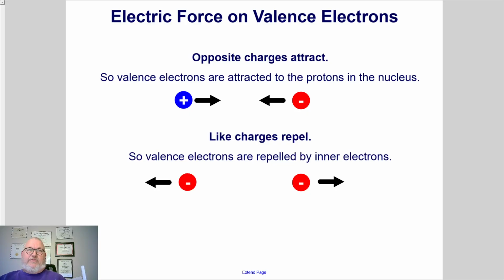So, we know some things. We've known them for a while. We know that opposite charges attract. You've got a positive and a negative charge, like a magnet. We also know that like charges repel. Valence electrons don't like those inner electrons, so they're going to be going out. So valence electrons are attracted to the protons, but they're repelled by the inner electrons.